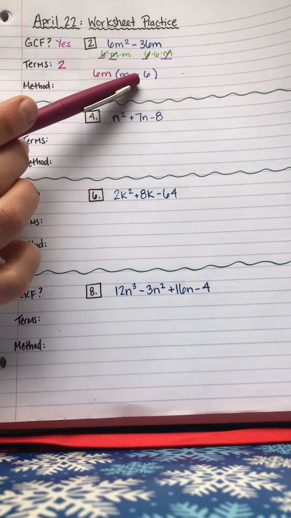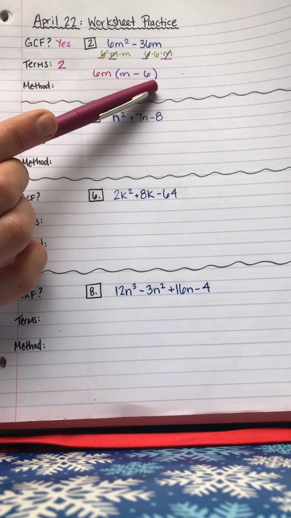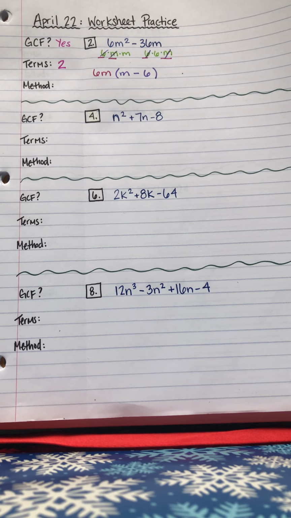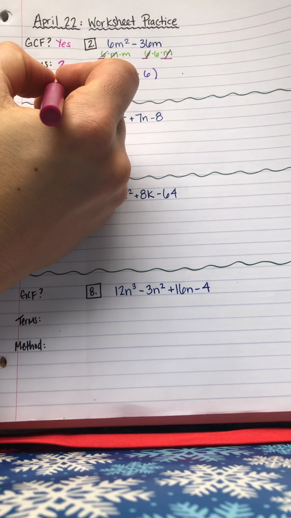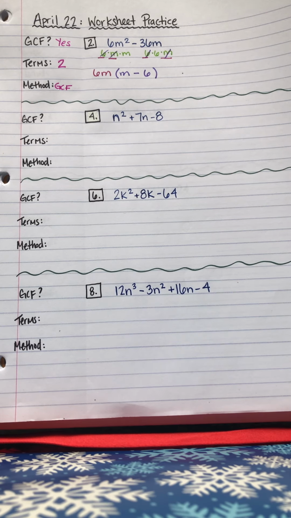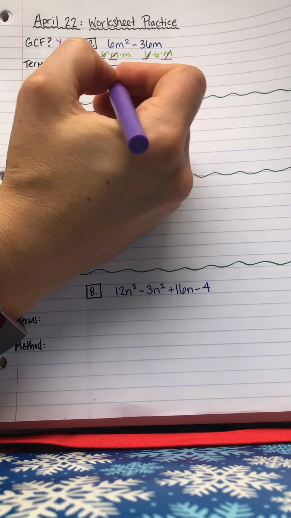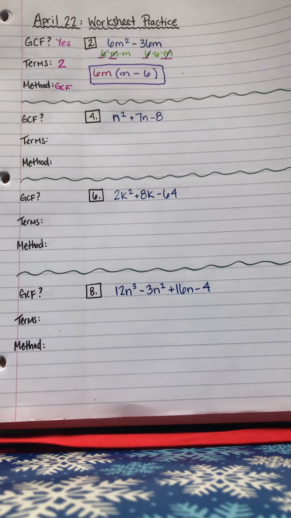So I look at this and I notice it is a difference. It does have 2 terms, but m is not a perfect square, and neither is 6. So therefore, our only method here was to factor out the GCF. So we are actually done. The answer here is 6m times the group of m minus 6. And that's all that we can do for number 2.